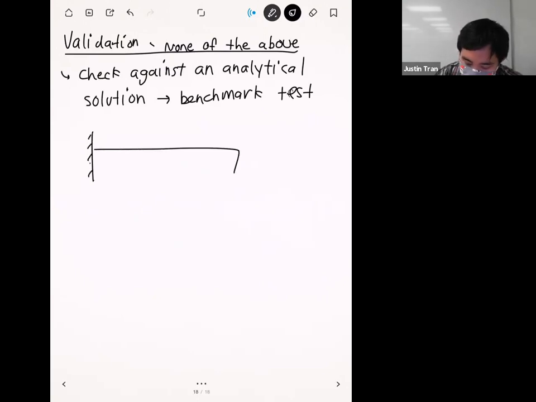A cantilever beam like this, you can solve by hand, because it's effectively a 1D situation. And if you assume that the beam deformation is small, then you can solve this using Euler-Bernoulli beam theory.